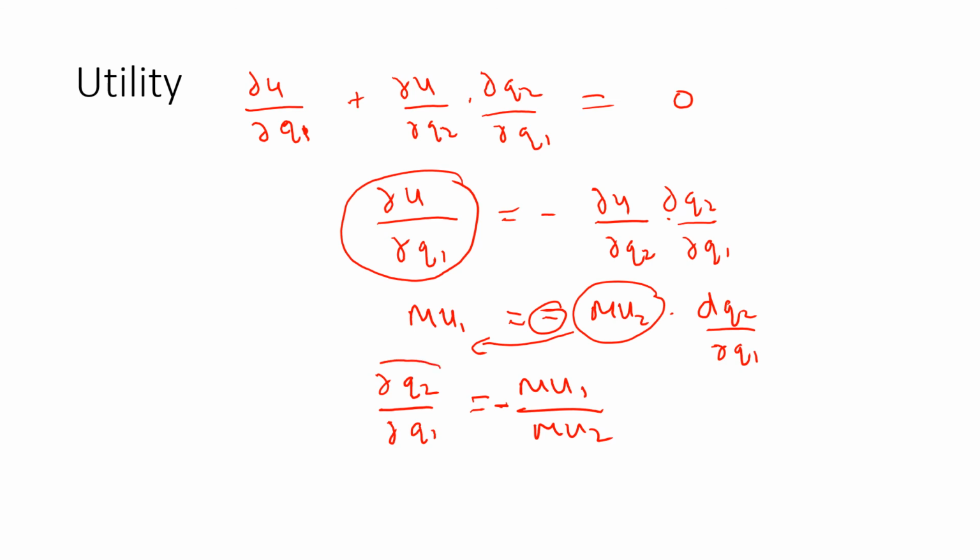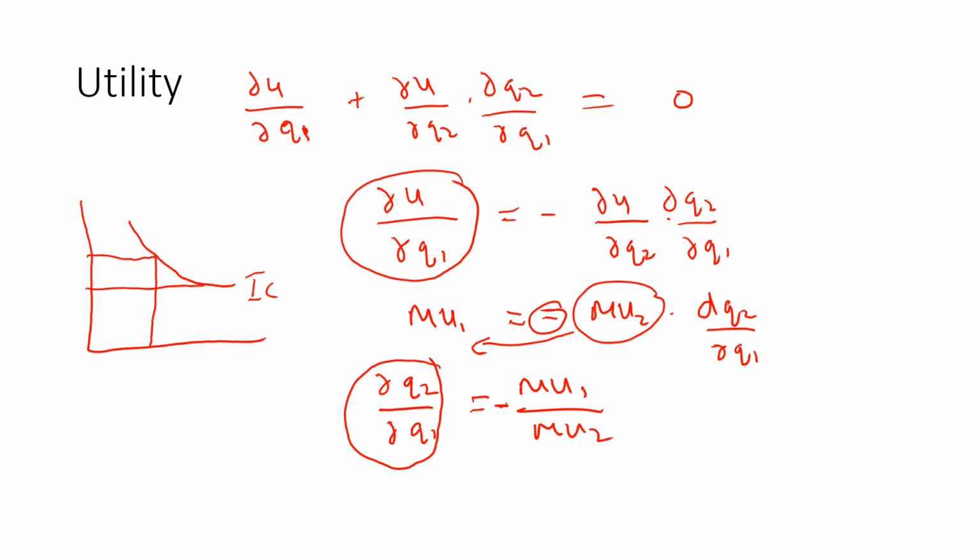So this is how much we can change Q2 for Q1 on an indifference curve in order for utility to remain constant. We have Q1 here, we have Q2 here. When we want to increase Q1, how much of Q2 we will sacrifice basically depends on the marginal utilities of both the quantities.